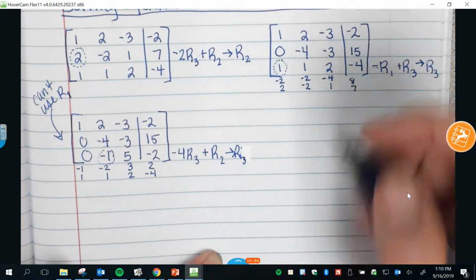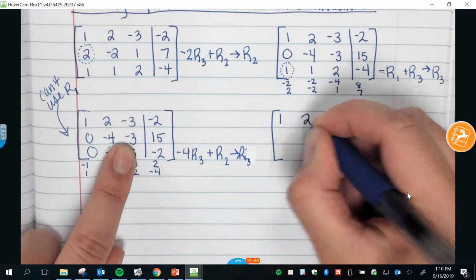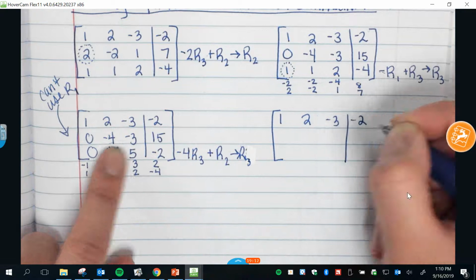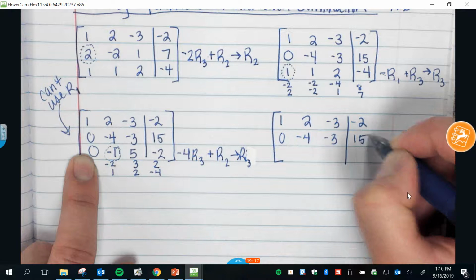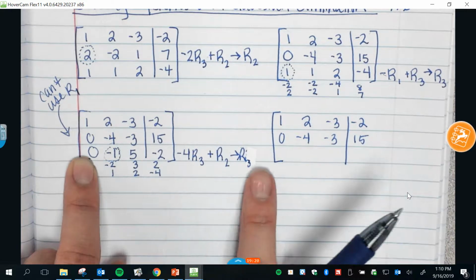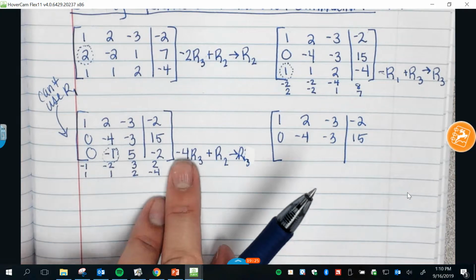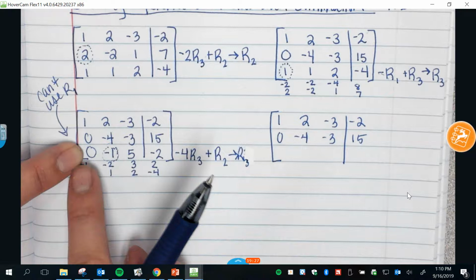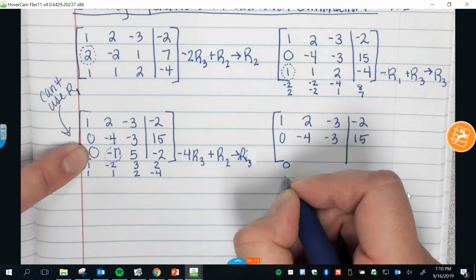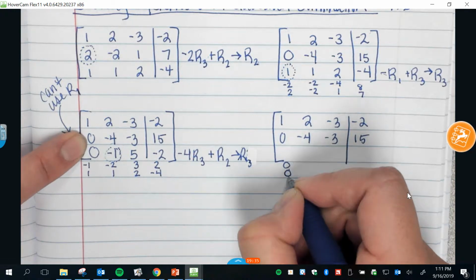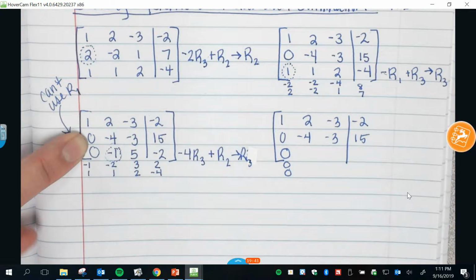There we go. Okay, so rows 1 and 2 are not changing, so we're just going to keep them the same: 1, 2, negative 3, negative 2; 0, negative 4, negative 3, 15. When it gets to row 3, that's where we have to do this math. So we just go piece by piece. Negative 4 times row 3. Here's row 3. Negative 4 times 0 is 0. Adding it to row 2, 0. Add those, I get 0. That should happen, right?